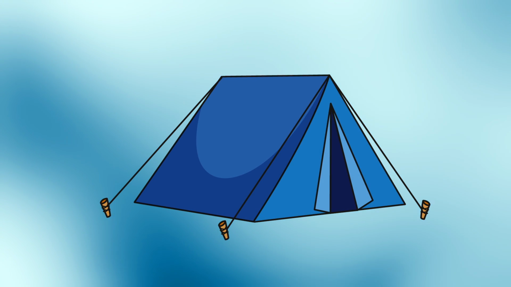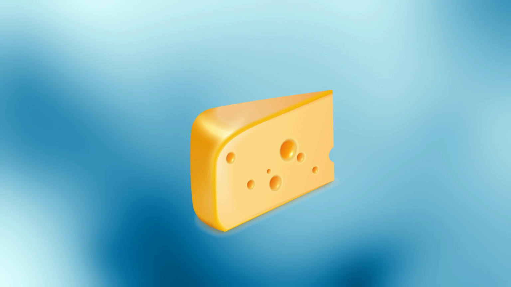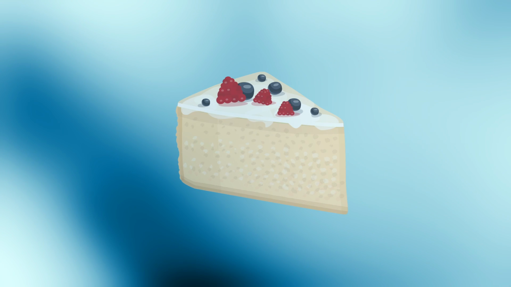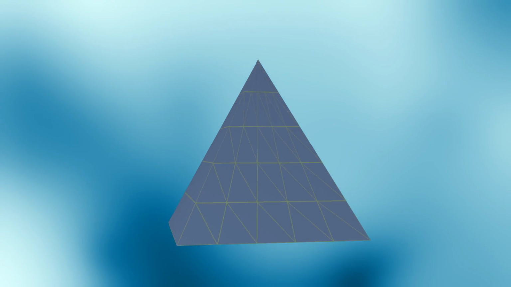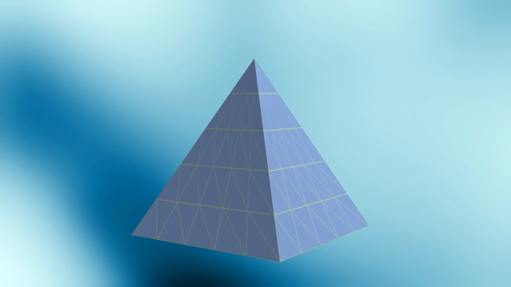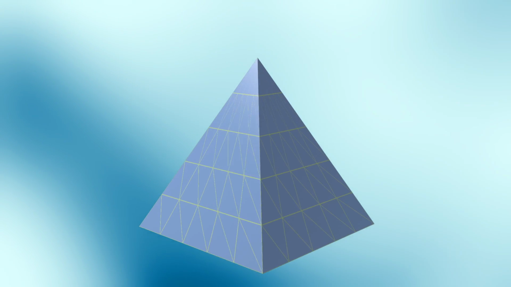All of these things are triangular prisms. A tent, a cheese wedge, a piece of cake. This is a square pyramid. A square pyramid starts as a square, but all the sides meet together at a single point. An example of a square pyramid are the pyramids in Egypt.